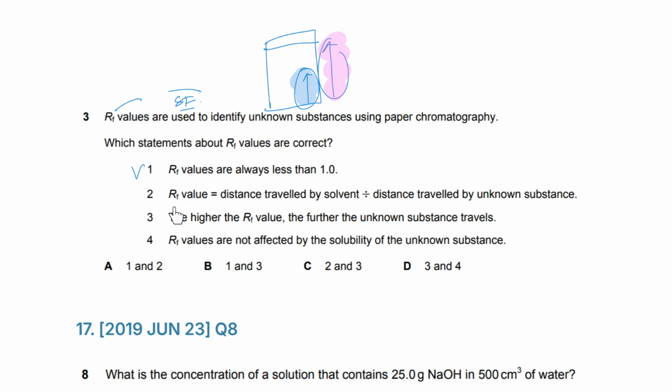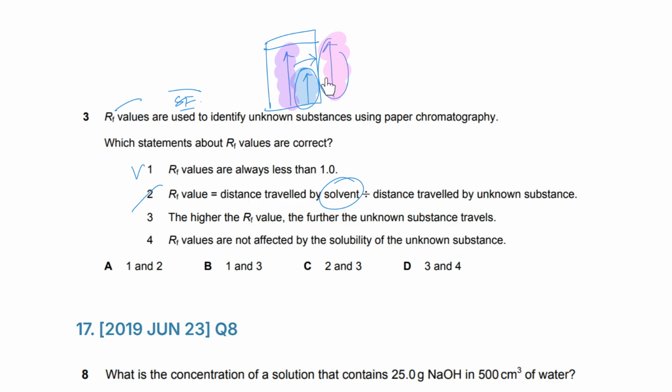RF value is equal to the distance traveled by the solvent? No, it's the distance traveled by the substance, not the solvent. The higher the RF value, the further the unknown substance travels. Yes, the higher the RF value, the closer it gets to 1. This divided by the pink line is going to give you 0.8, 0.9. But if you take the smaller value and the denominator is again the same, the pink line, you're going to get a smaller reading from this.